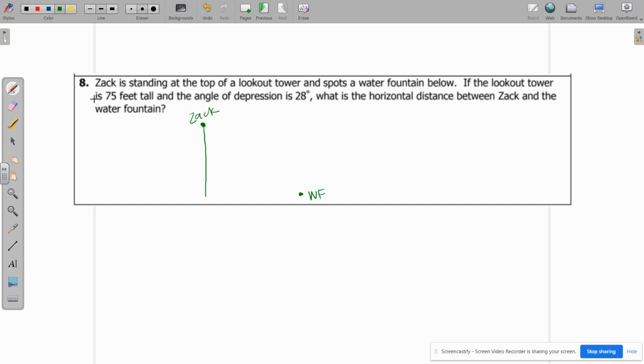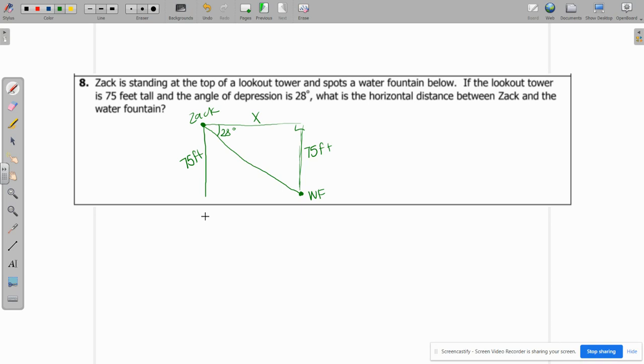If the lookout tower is 75 feet tall, so this side is 75 feet tall, and the angle of depression is 28 degrees. So again, from Zach, if he were just looking straight out, here's the horizontal that we're referencing. So the angle of depression is down from that. So when I connect my line of sight from Zach to the water fountain that he sees, this is the angle of depression, 28 degrees. So I'm creating a right triangle here as well that I can use. And if this is 75 feet, then so is this. It says, what is the horizontal distance between Zach and the water fountain? So this is that horizontal distance that they're looking for.